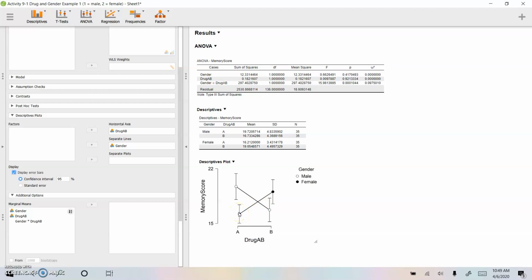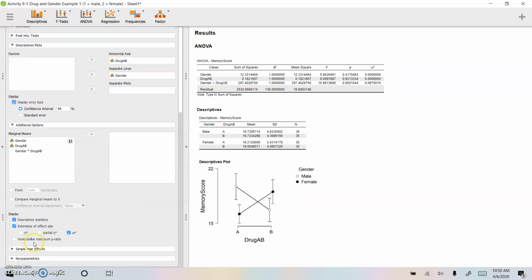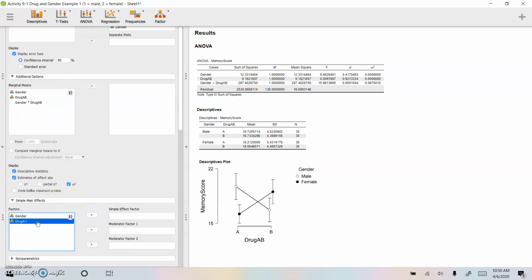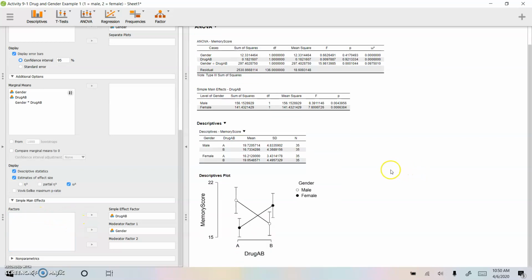So it looks like females have higher memory scores with drug B than drug A, but it's possible that that's due to sampling error. All right, so to investigate this, we're going to do simple effects analyses. If you click on the menu for simple main effects here on the left-hand side, we're going to look at the simple effect for males and females. So I'm putting gender as my moderator factor, and the simple effect factor is drug A or B. And then you're going to get a table like this one here that says simple main effects.